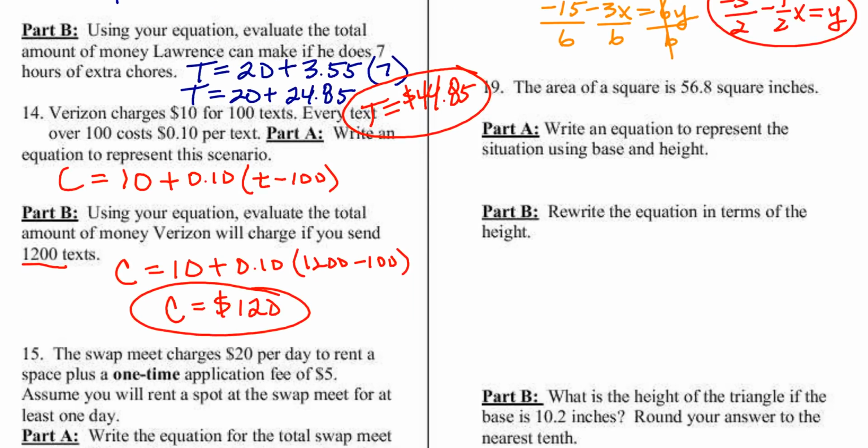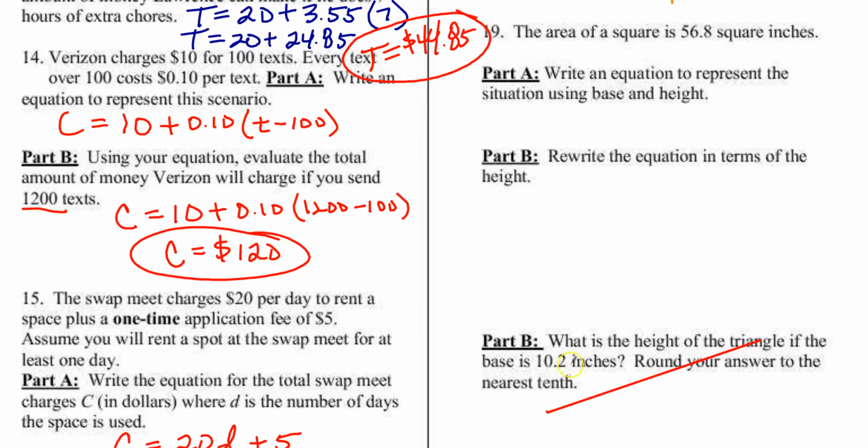19. Remember again, we're going to skip the second part B because that was about a triangle, not about a square, which really it's a square but should have been a rectangle. It's just a poorly worded question. At the end of the day, though, we're just worried about what it's asking us to do. So the area of a square is 56.8 square inches. Write an equation to represent the situation using base and height.